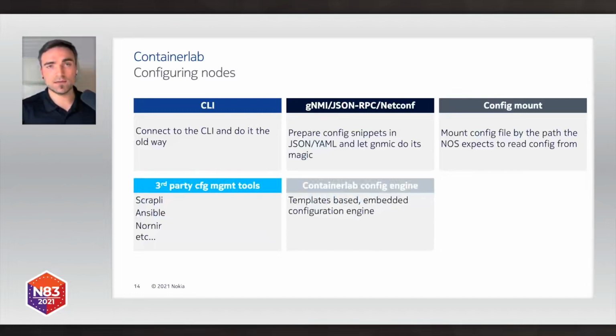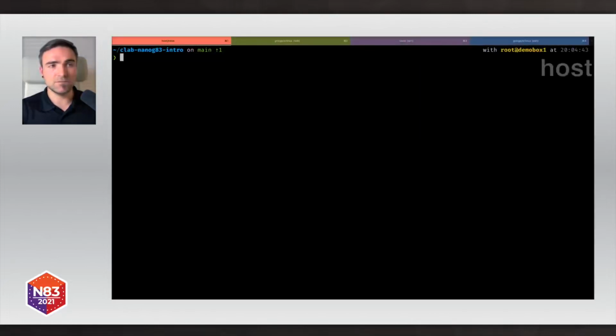And we also have ContainerLab's own configuration engine that allows you to create configurations based on templates and use some variables files that will be used as the variables to template the configurations and use them when the nodes start. So let's see how that works in action, because that was quite something on the slides, but let's dive into the CLI and see how it really works.